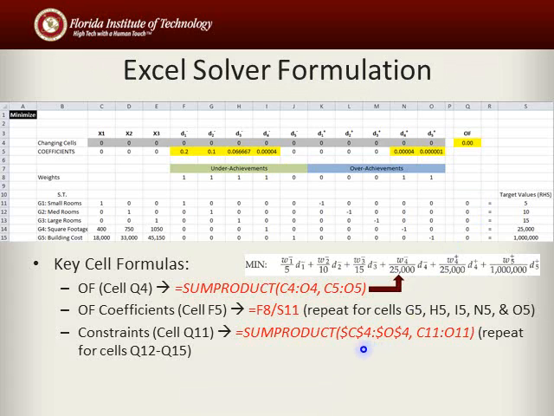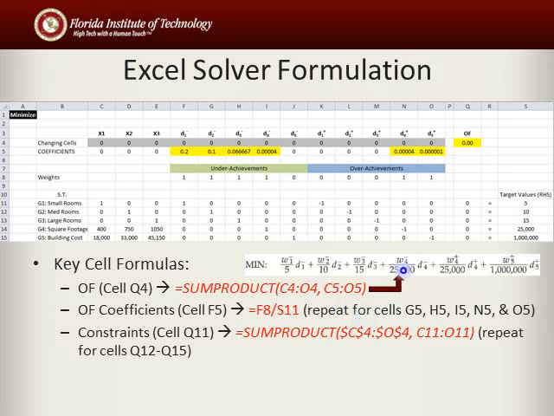Q11, it's set up as a sum of products. Again, this is a linear function, so we're including here our decision variables. So these are going to be C4 through O4. These are our changing cells. So we're going to multiply that, and we're going to multiply times each of the rows of each of the constraints.